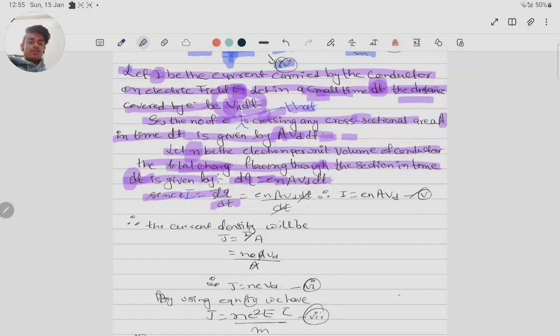Now, I equal to dq by dt. We are going to put the value of dq here, and dt stays the same below, so we have dt on top and below, and they cancel. Now I equal to n e A v_d dt, and dt is cancelled here.